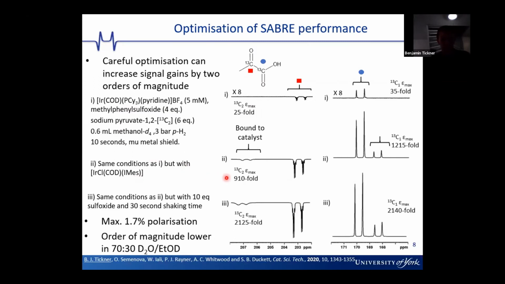efficiency. And we can increase that further by increasing the shaking time, playing around with the particular sulfoxide that we use and its concentration. So this is the optimal signals that we can get at the moment. They're just over 2000-fold, which comes out as about 1.7% polarization. And this is in methanol. I should tell you that if we move to 70-30 water ethanol mixtures, our signal enhancements decrease by around an order of magnitude. And that's going to be an obstacle we're going to have to overcome for biomedical translation of this technique.